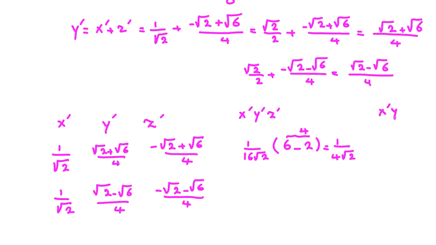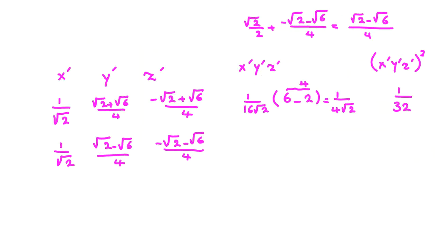And if we say x prime, y prime, z prime squared, it will be what? It will be 1 over 32. Now, if you calculate this case, it will be what? 1 over 16 root 2 times 6 here. If we see this part, it will be negative root 2 minus root 6 squared is 6 minus 2 again. So it will be 4. It will be 1 over 4 root 2. It will be again 1 over 32.